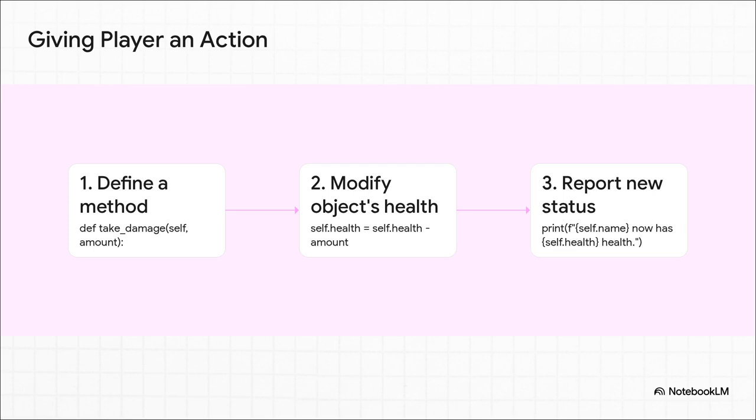Let's fix that. We'll define a new method called takeDamage. And what's the very first parameter? Of course, it's self. It has to be there. Why? Because the method needs to know which player is taking the damage. That line, self.health = self.health - amount, is the whole point.